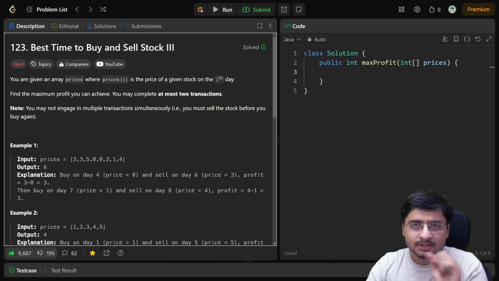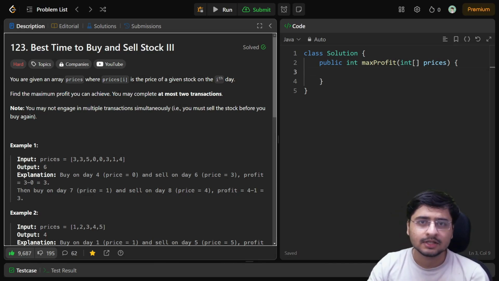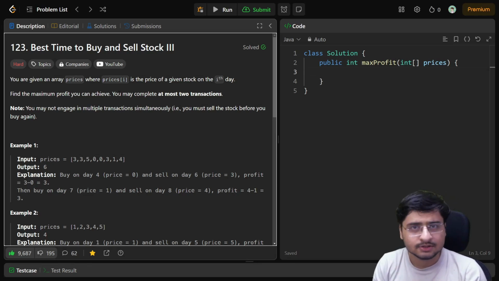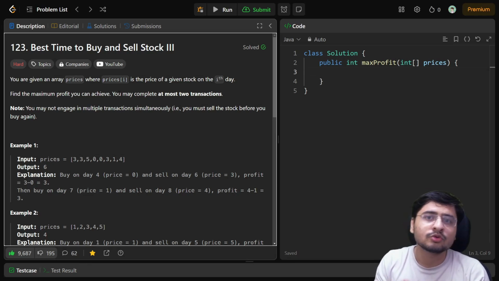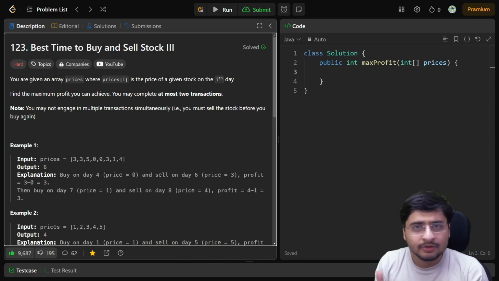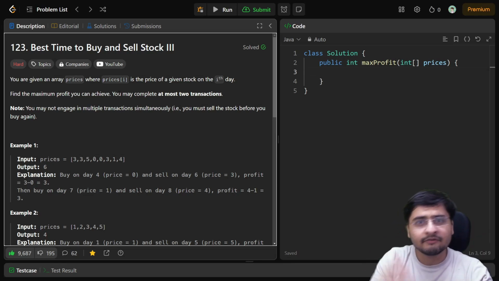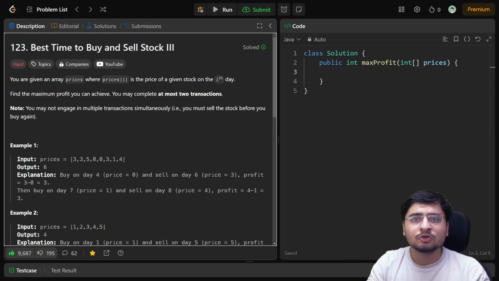Now, in this particular question, we need to tell what is the maximum profit we can achieve if we are allowed to do at most two transactions. At most two. So we can do one transaction or we can do two transactions. We cannot do more than that. Now, what do we mean by a transaction? By transaction, we mean a process of buying and selling. When we buy a stock, we start a transaction. When we sell a stock, we complete a transaction. So two times you can do buy and sell, and then only can your transactions be considered complete.